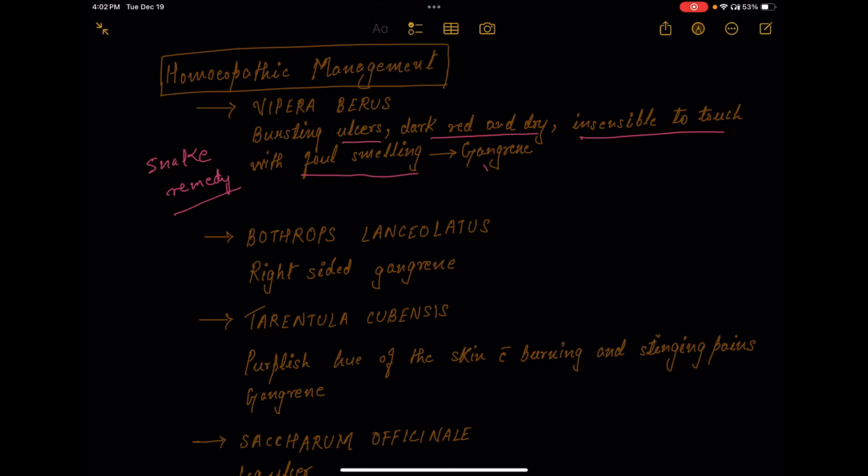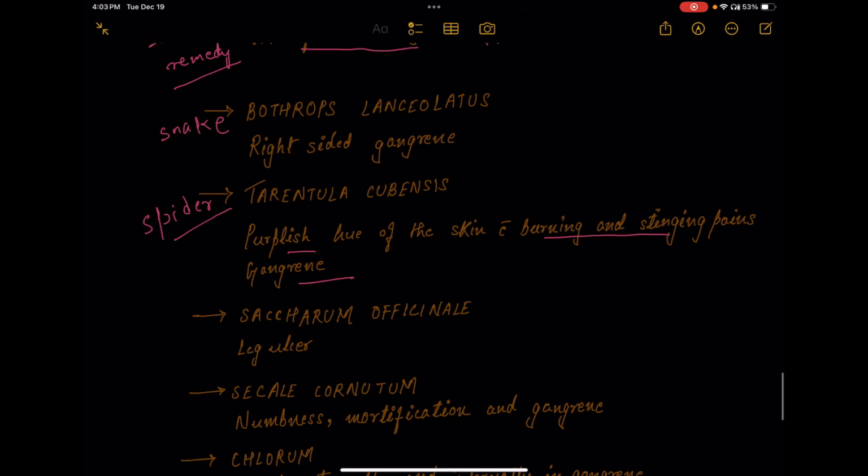Vipera is a snake remedy. The second one is Bothrops lanceolatus. If the gangrene is right sided, then we can prescribe this remedy, Bothrops. Bothrops is also a snake remedy. And the third one is Tarantula cubensis. Tarantula is a spider remedy. If the color of the skin changes to purple and with a burning and stinging pain, then we can prescribe Tarantula.